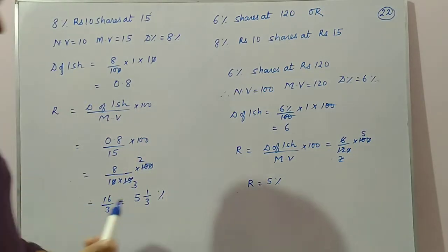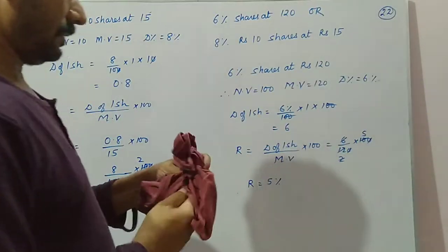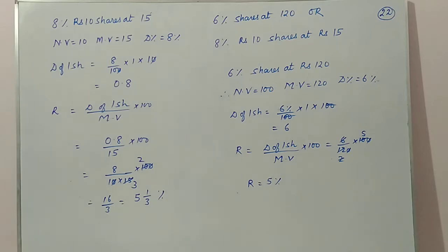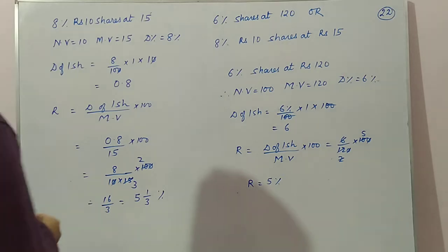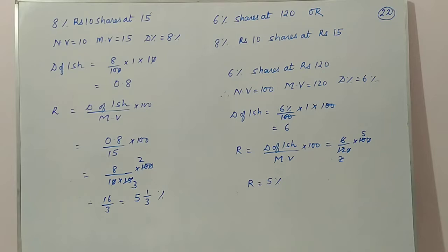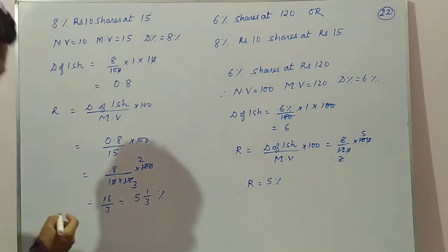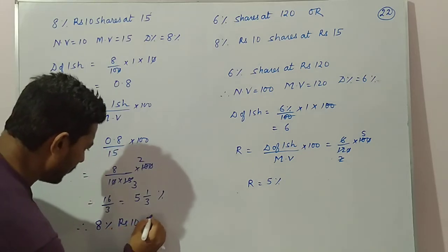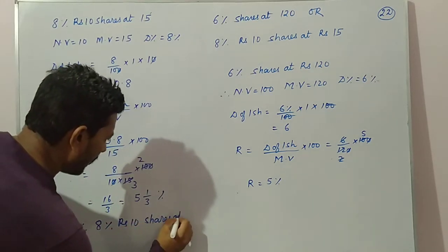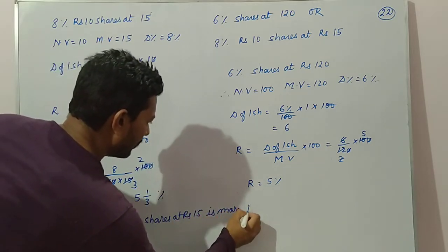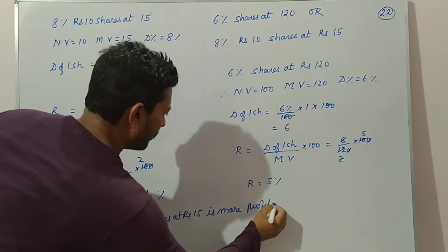So here it is asked which is more profitable. From here we can see that out of these two shares, the rate of interest in the case of the second share is more. So 8% rupees 10 shares at rupees 15 is more profitable.